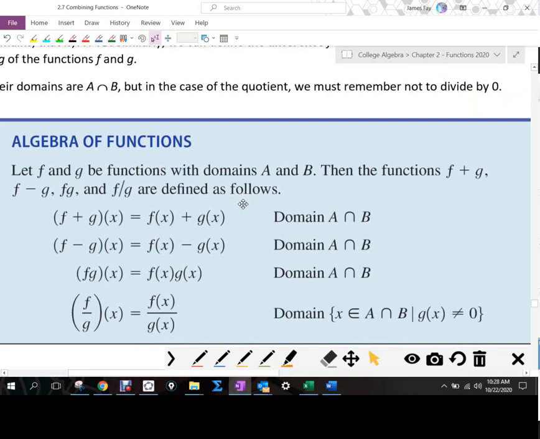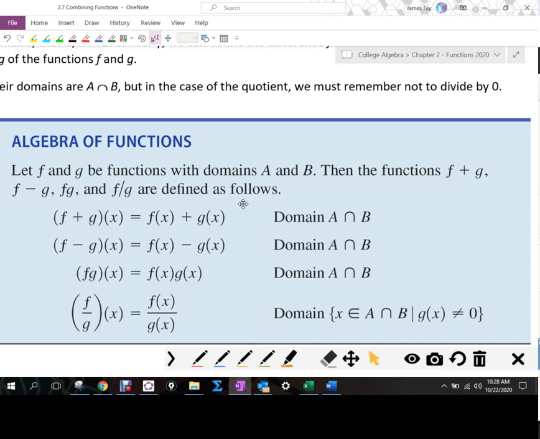When we take two functions, could be three functions, four functions, it doesn't matter how many we have, and we add them, subtract them, multiply them, or divide them, the domain of the resultant function, the overall function, is the intersection of all of the individual functions, all the individual smaller ones that were combined, okay? And that's what we're seeing here.